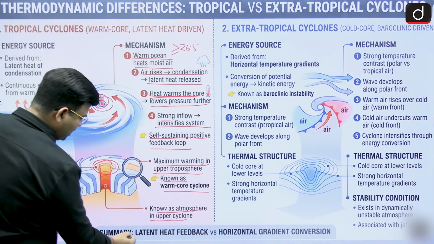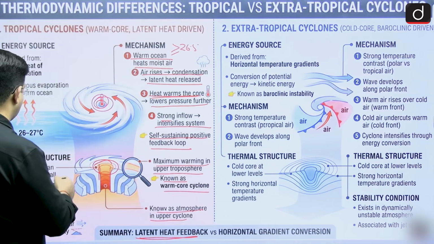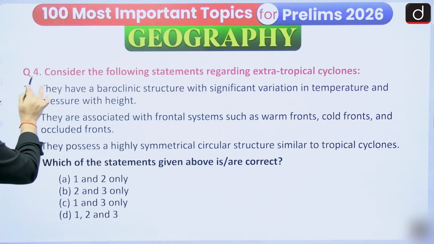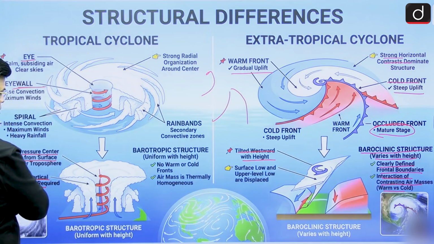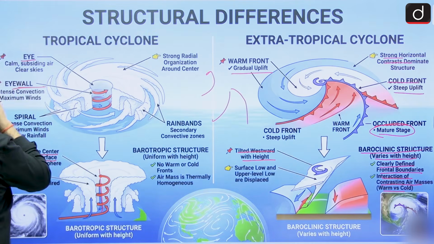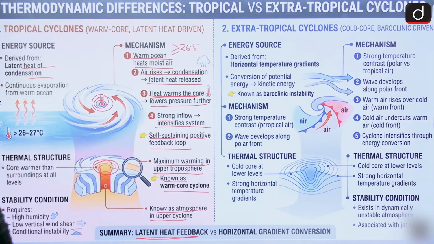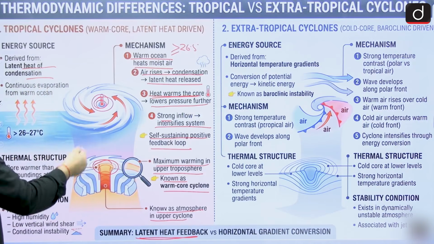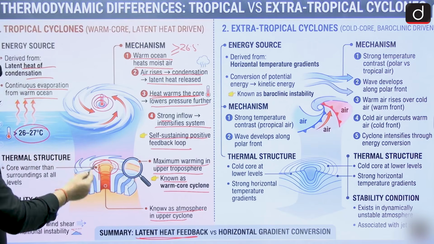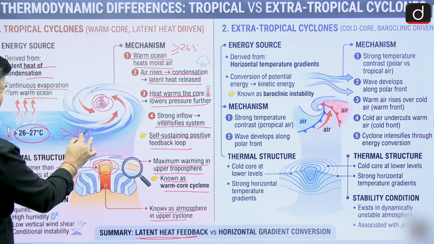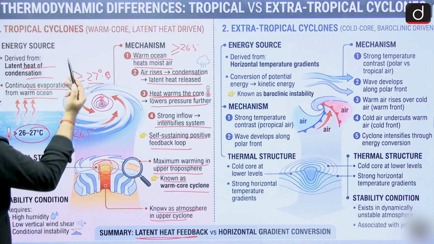In summary, latent heat is very important for tropical cyclone formation. Latent heat of condensation in the eye wall is very important for the formation of the eye of the cyclone and the cyclone itself. There must be continuous evaporation from warm water, where the temperature should be 26 to 27 degrees. Somewhere it is written as 26.5 degrees Celsius or more, and somewhere as 27 degrees Celsius or more; even then it is also correct.